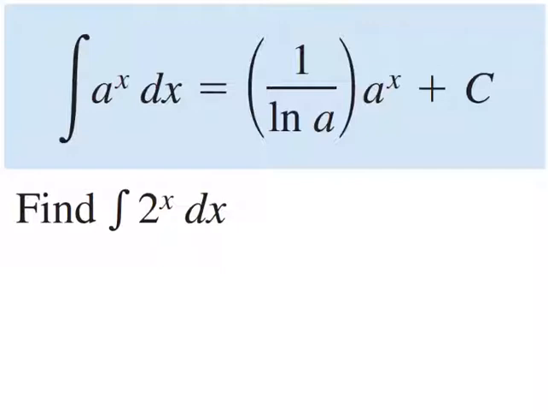Last thing we're going to talk about real quick. This is all the further we're going to delve into integrals with bases other than e. The integral of a to the x dx equals 1 over ln of a times a to the x plus c. So we just need to find the integral of 2 to the x. Utilizing that formula, what's the integral going to be? There you go. That's it.